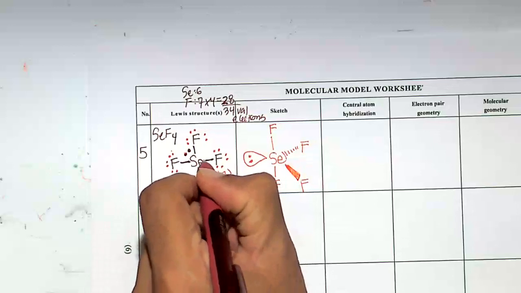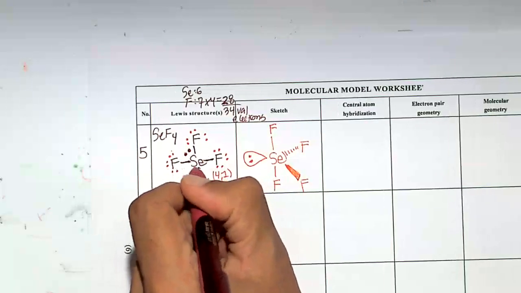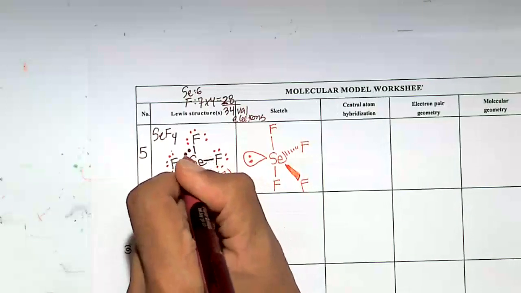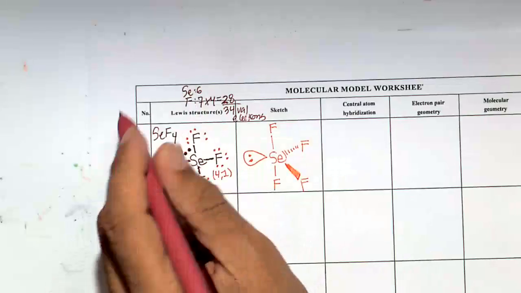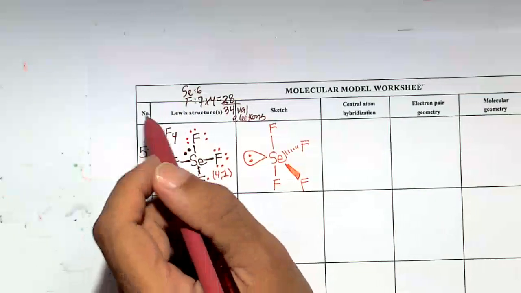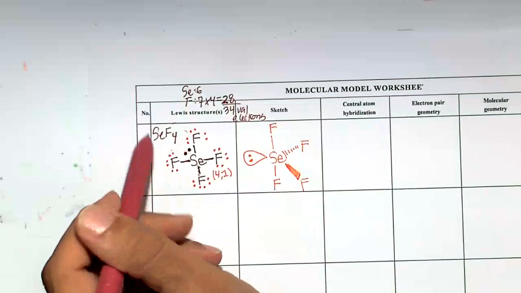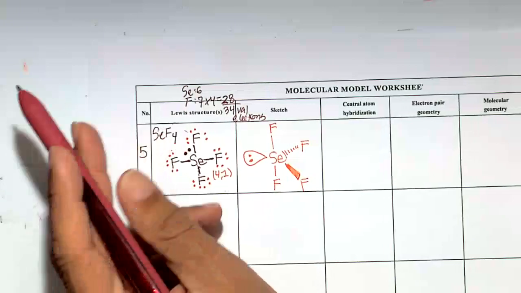Octet rule. 1, 2, 3, 4, 5, 6, 1, 2, 3, 4, 5, 6, 7, 8, 9, 10. That's okay. This expanded octet is okay. The octet rule can have a lot of exceptions, and this is one of them. As long as I get my formal charges all to 0, because this whole thing is a 0 charge, as long as I get my whole thing minimized, I'm okay.